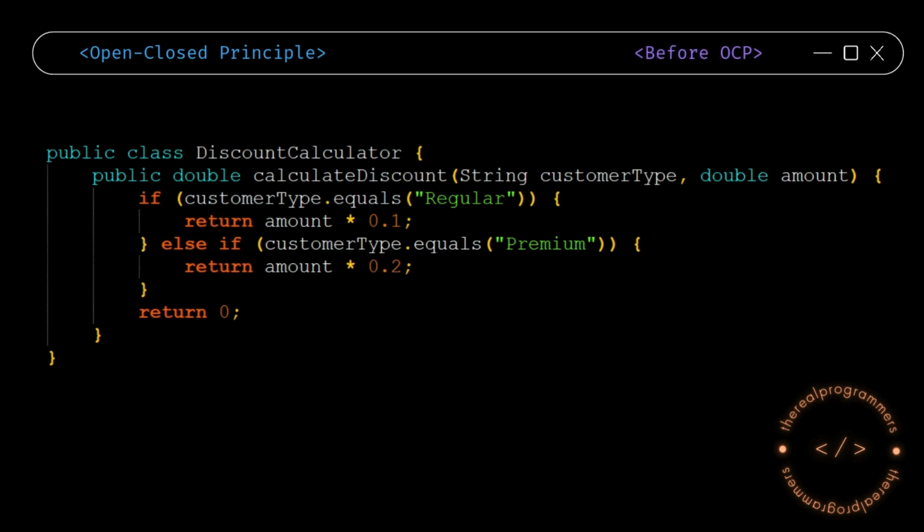This is a fairly simple example, so you may not realize, but changing the class every time and adding a new else if statement can introduce bugs to the working code and can be difficult to manage if the conditions grow bigger and bigger. Let's see how we can improve this by applying the Open Closed Principle.